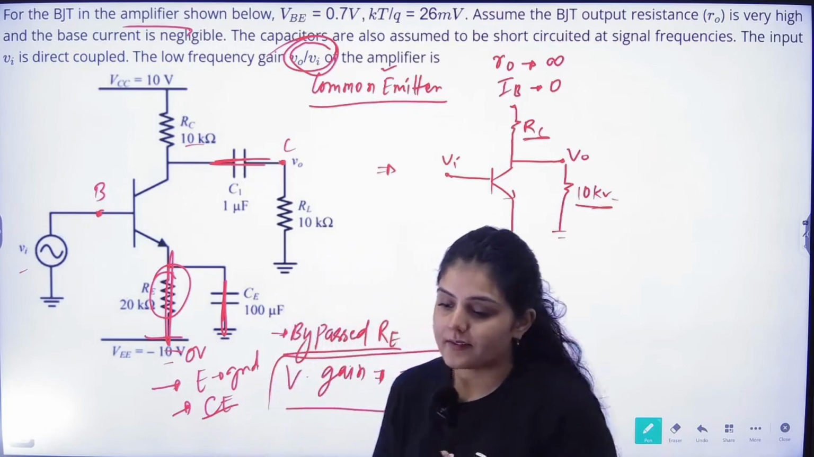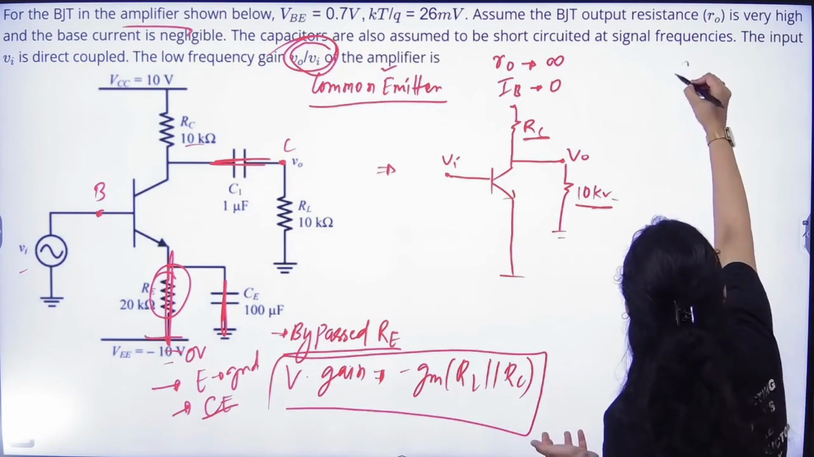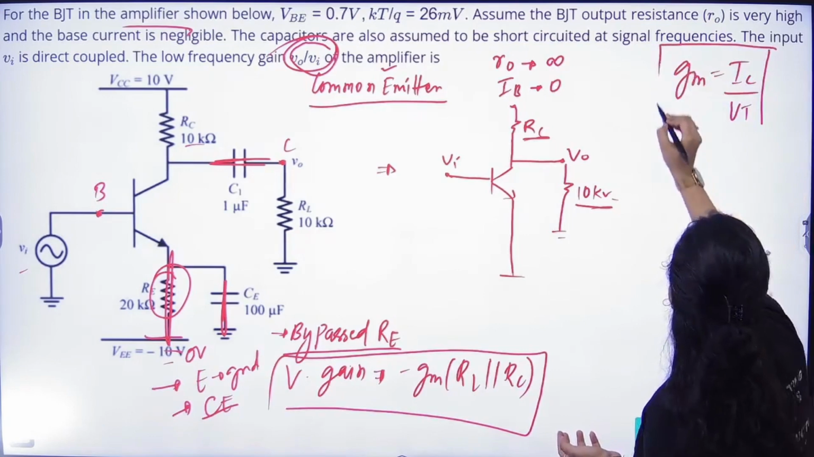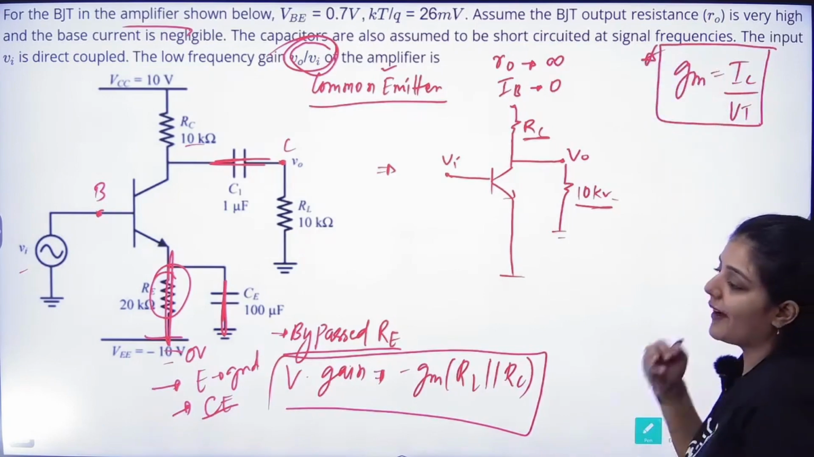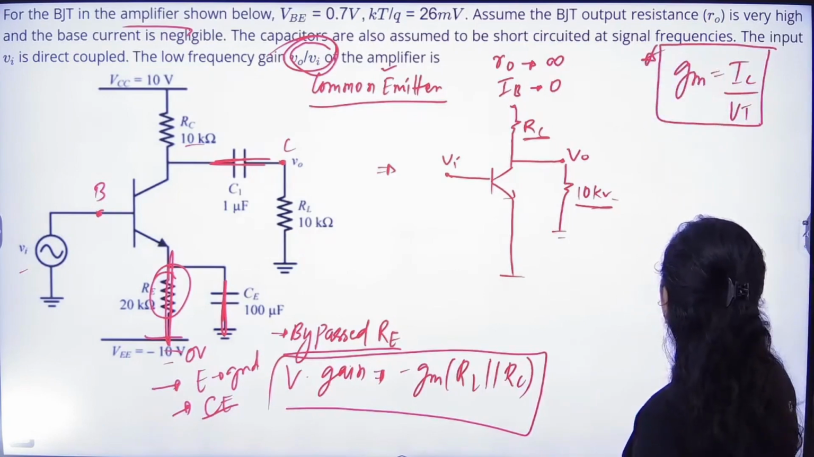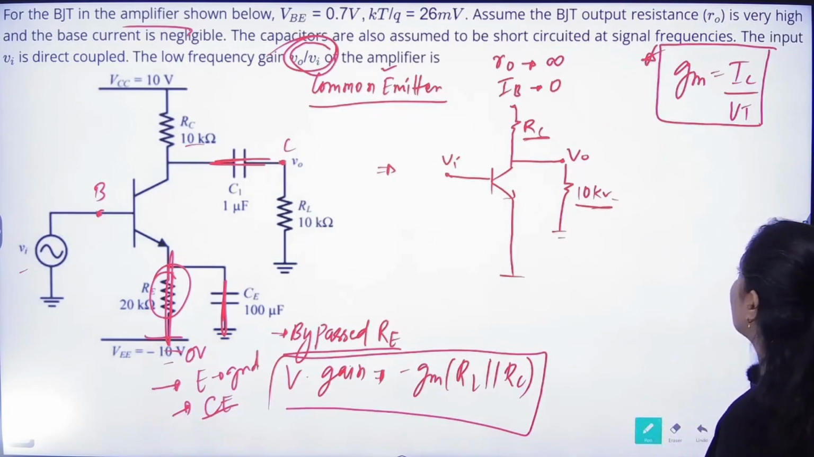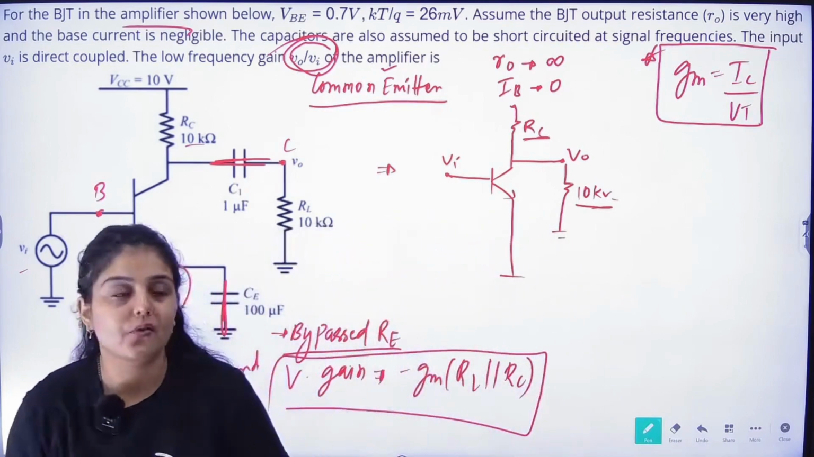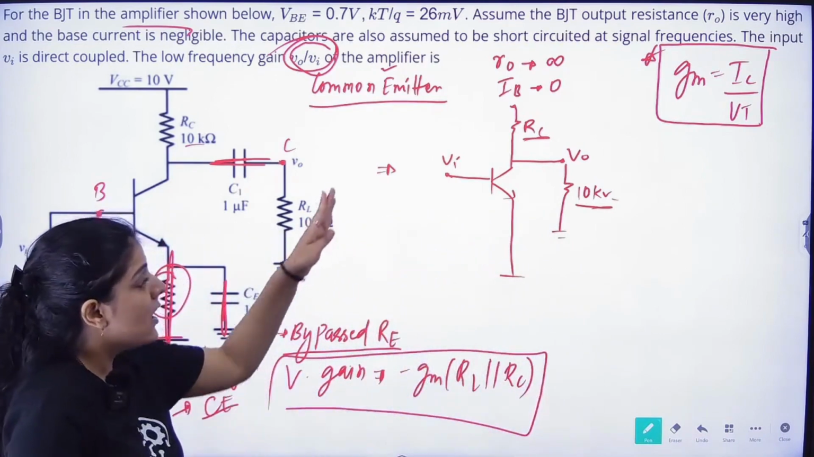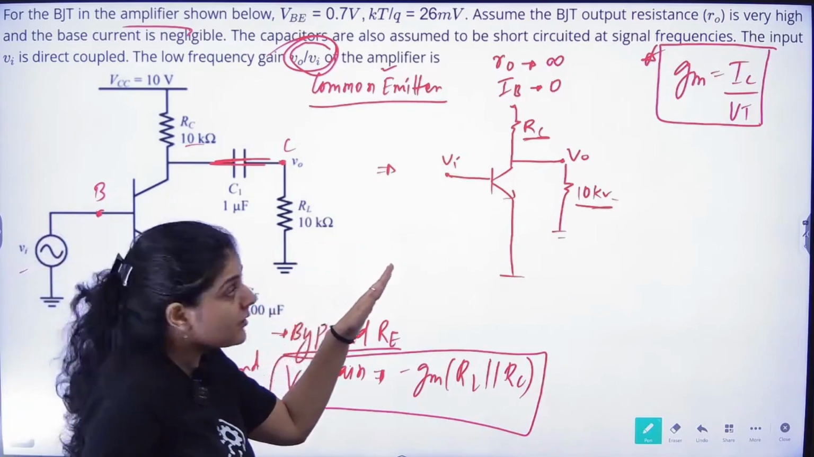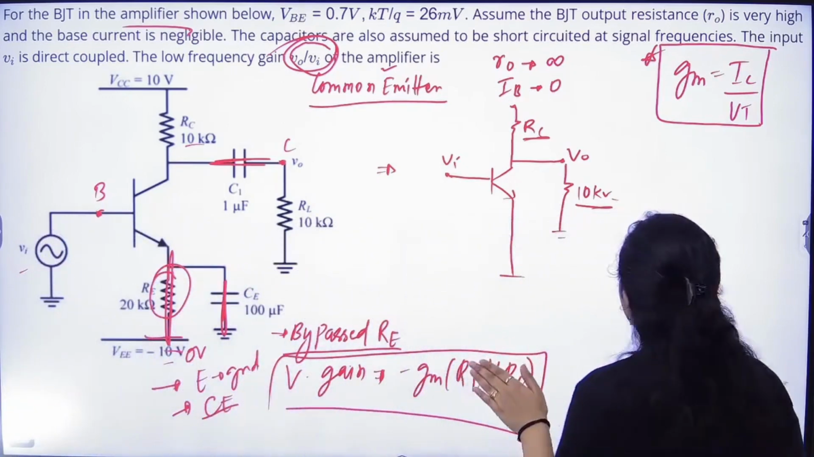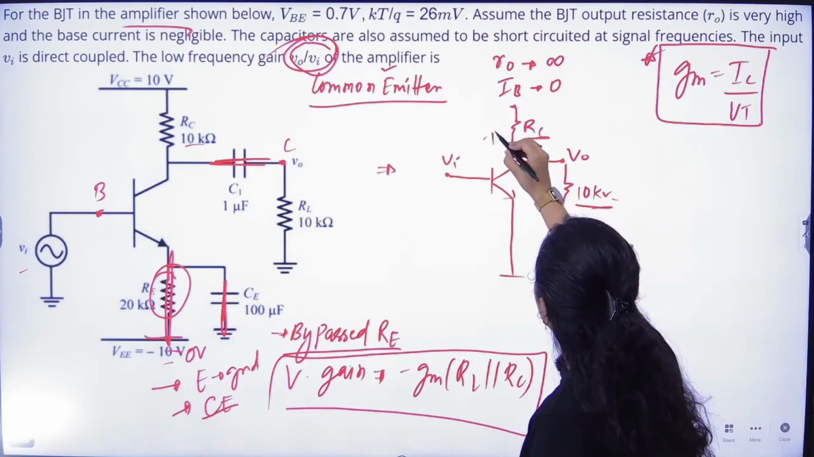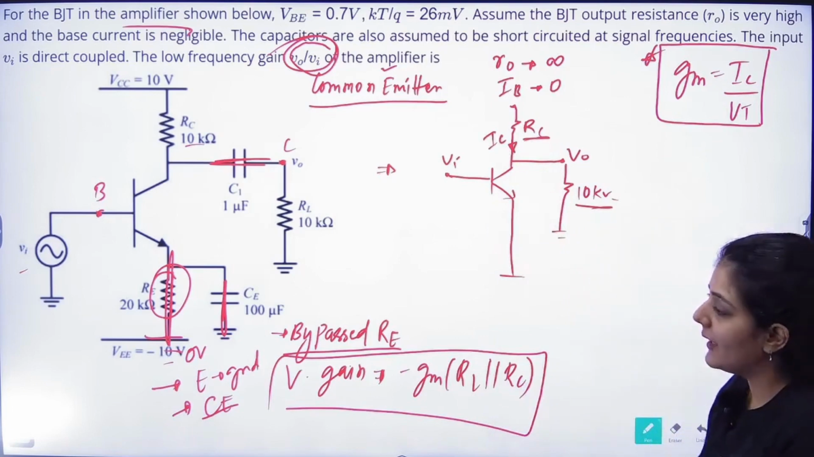What is the value of transconductance? Transconductance GM is equal to IC by VT. This is how you can find the value of transconductance GM. The VT value is given to us, that is 26 millivolt. We have to find the value of the collector current in this particular case. That's why I have drawn this circuit. Now how will you find the value of the collector current? IC value I need, right?